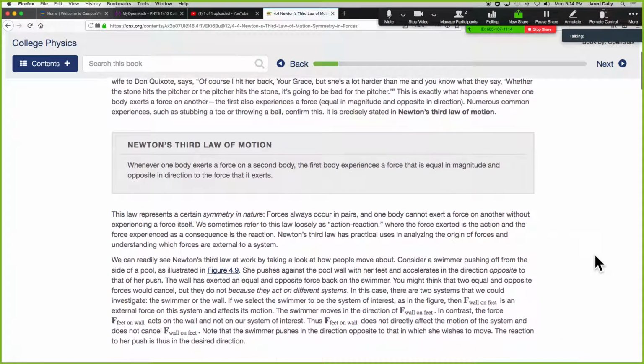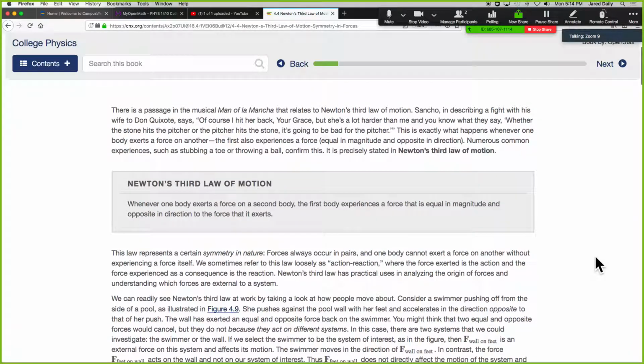Okay, so now the last law, which is probably the hardest one to understand, but also one of the simplest laws. It's Newton's third law of motion. This is a weird thing because this is a law that almost everybody knows, but almost nobody understands.